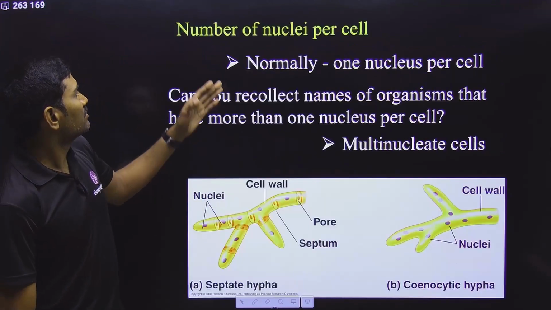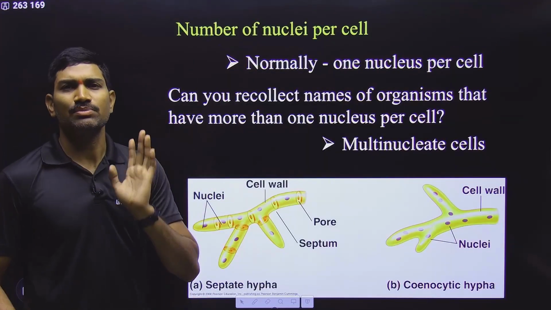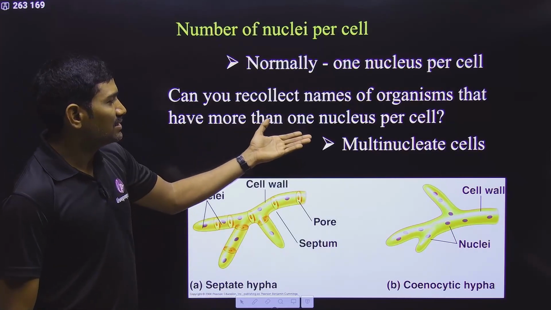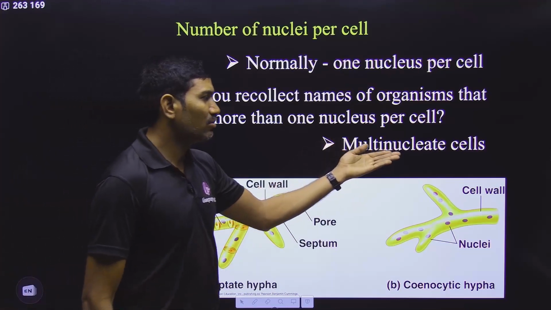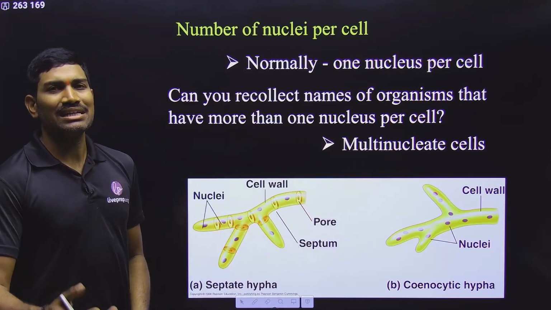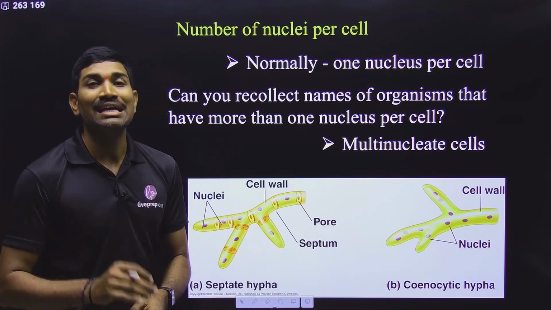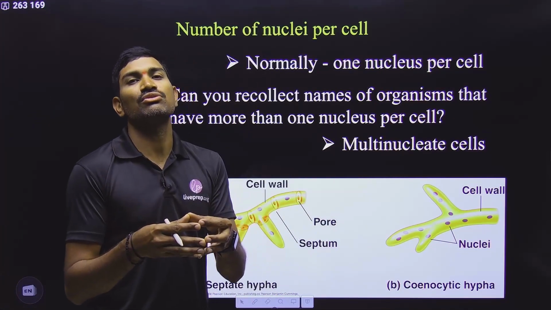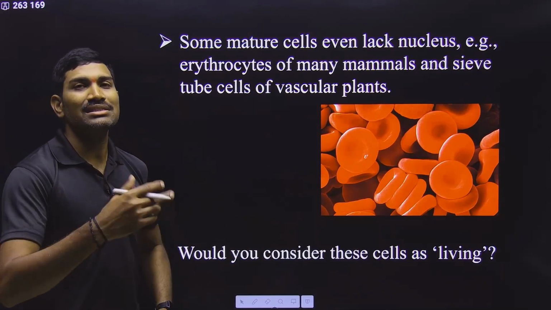Next, how many nuclei are present? Generally one nucleus is present, but there are exceptions. In some cases a single cell can have more than one nucleus, and these are called multinucleate cells. Generally we observe them in fungal cells, but even in humans, skeletal muscle cells are multinucleated. They are formed due to fusion of cells, so we observe the multinucleate condition in human skeletal cells.